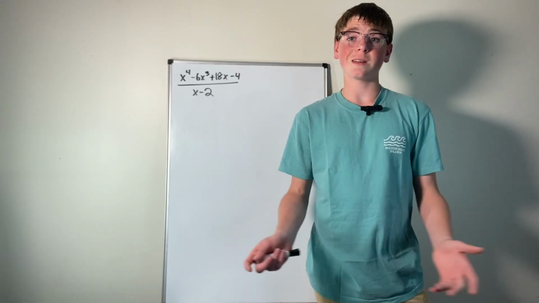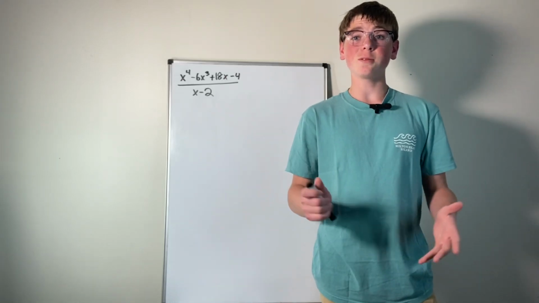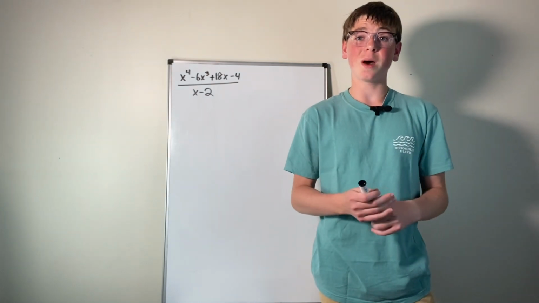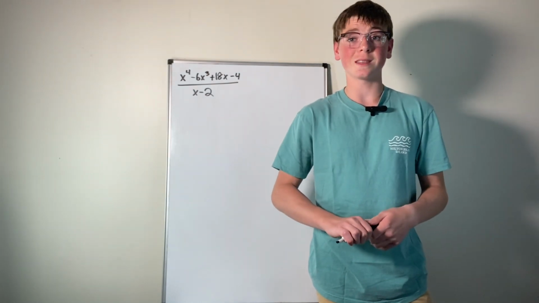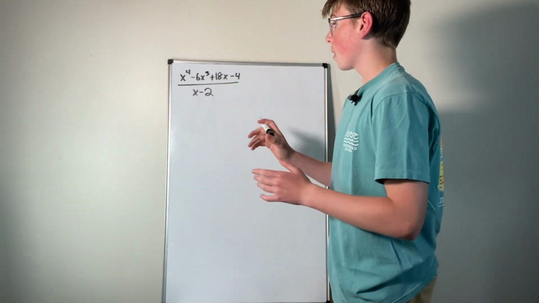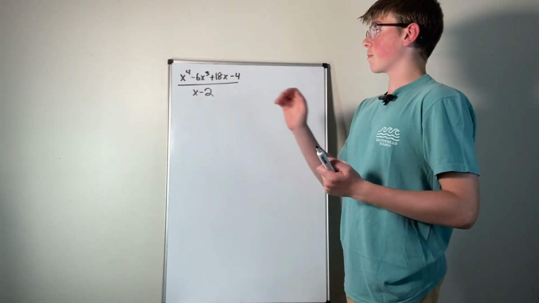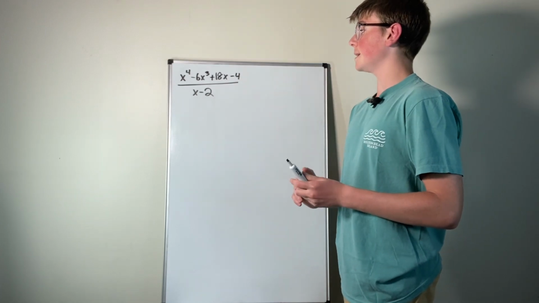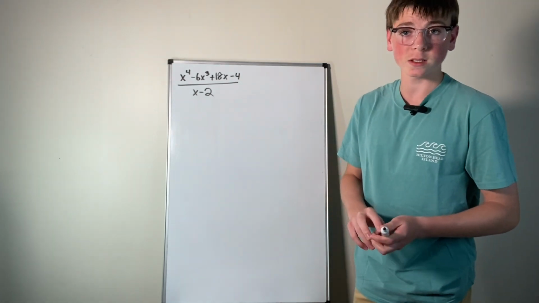I am Xavier Smith, and today I'm going to teach you how to do long division on polynomials. This is different than synthetic division and area model division. So, our equation is x to the fourth minus 6x cubed plus 18x minus 4 divided by x minus 2.